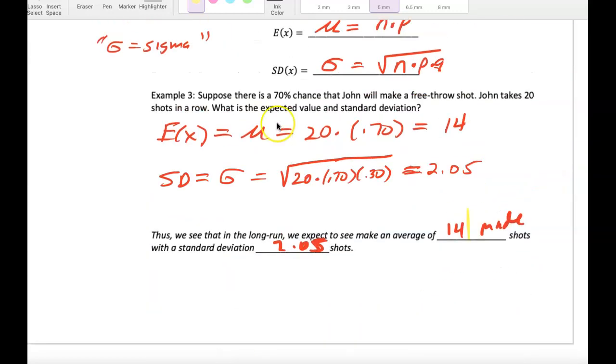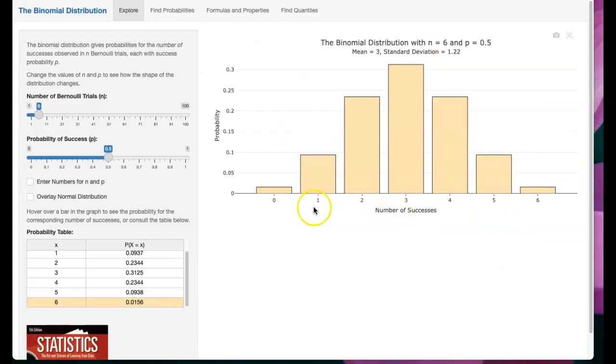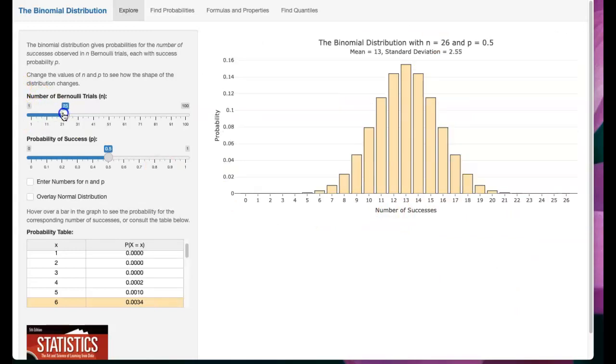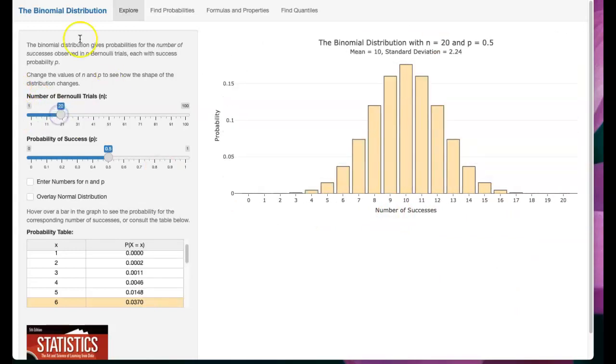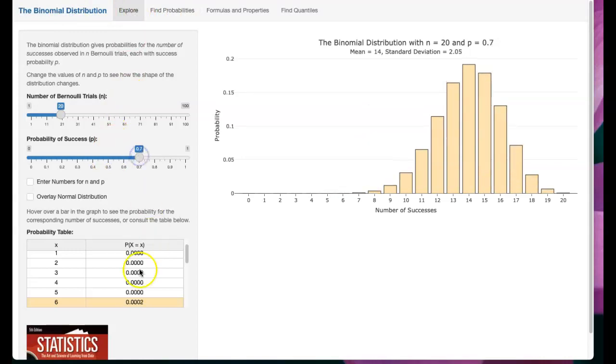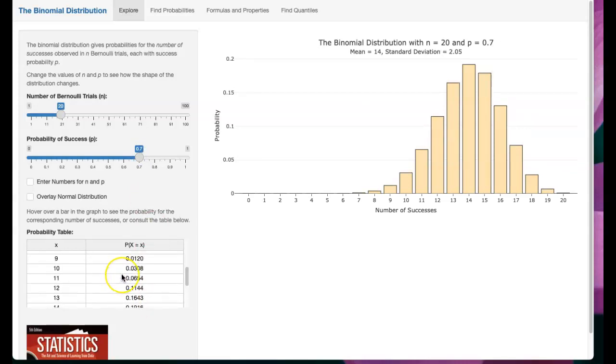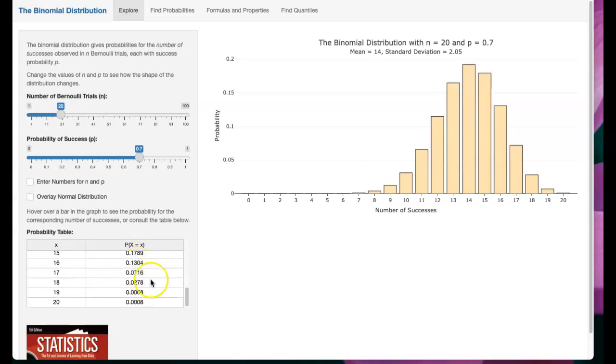Let me show you one thing real quick on StatCrunch. Considering that situation, we're going to have John shoot 20 times. I'm in the binomial calculator, binomial distribution, but this time I'm doing Explore. His probability of success is 70%. You see the probability distribution table here. What's the probability that he would make 14 shots out of 20? It's 19%. Can he make 20 out of 20? It's possible, but very unlikely. You see 0.008.